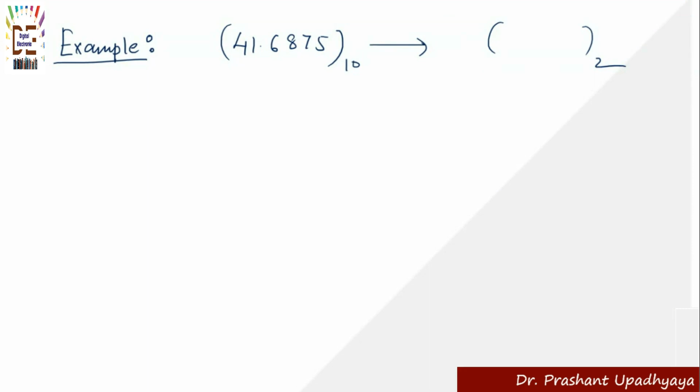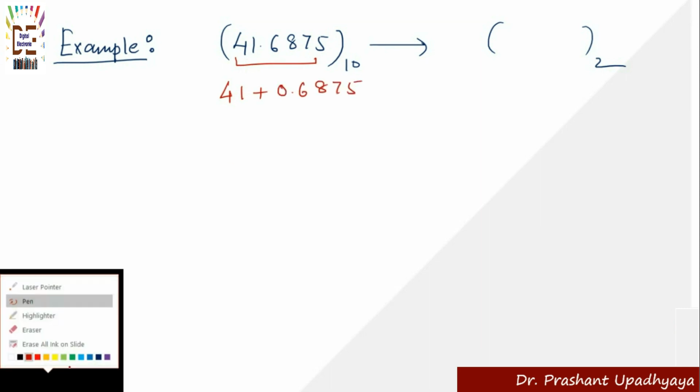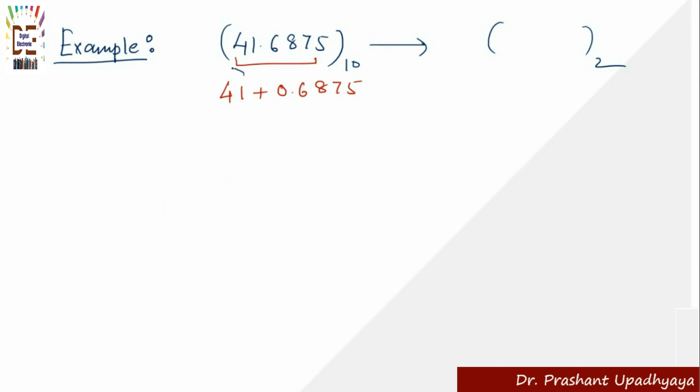Whatever number you have been given, you have to break it into the integer part and the fraction part. So this 41.6875, you can write in this form: 41 plus 0.6875. Now what you have to do is the calculation on this 41, by dividing 41 by 2, like this.